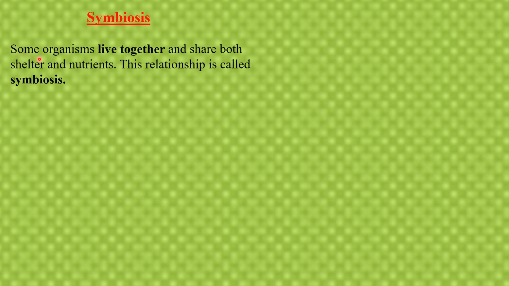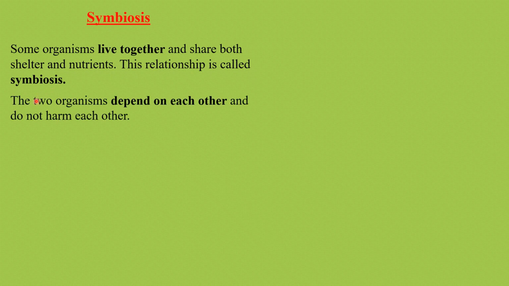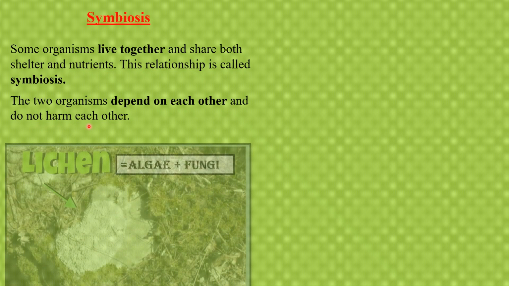The fourth type is symbiosis. Some organisms live together and they share both shelter and nutrients. This relationship between the organisms is called symbiosis. The two organisms depend on each other and they do not harm each other.